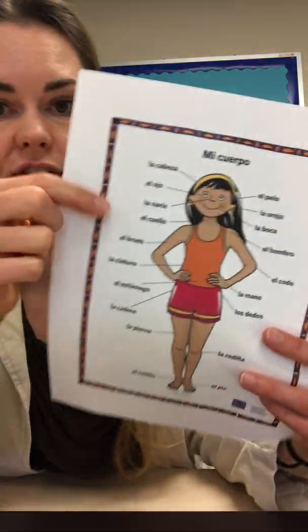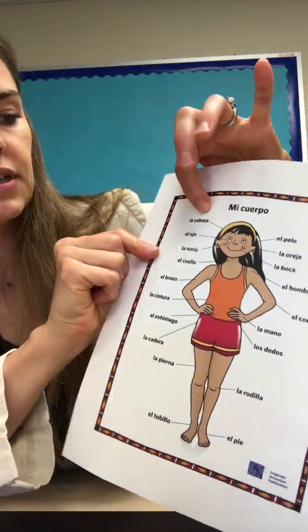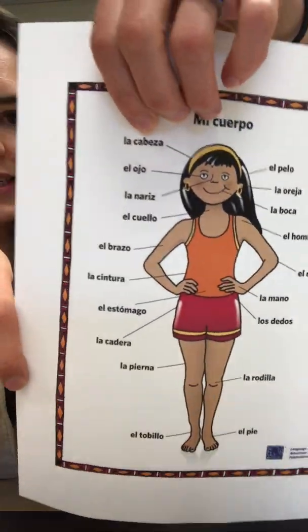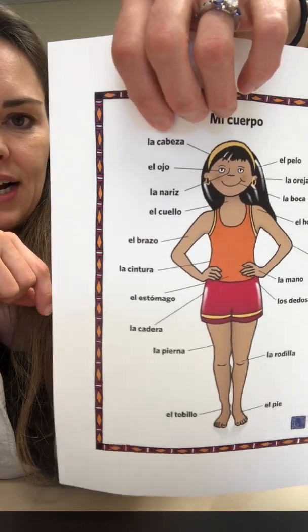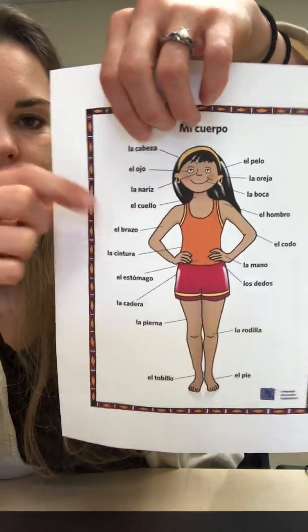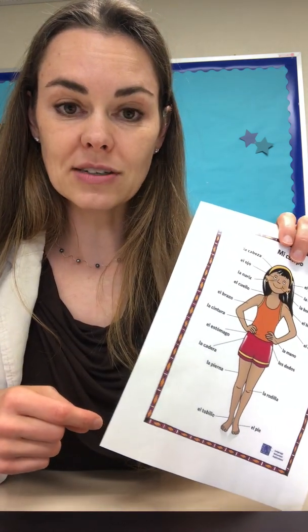Cabeza. Maybe you can point to your head while you say it. So here we have la cabeza. Remember, the head is la cabeza. Here's her head. All right, so everybody point to your cuerpo. You can just go like this. Cuerpo, your whole body.